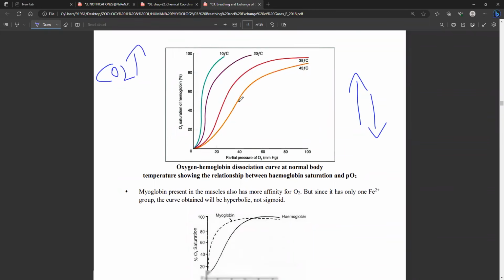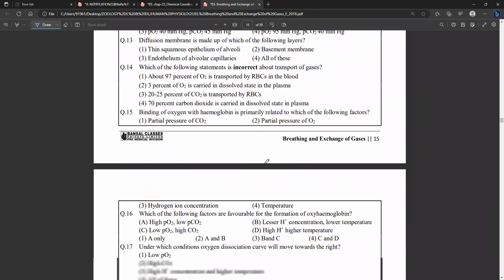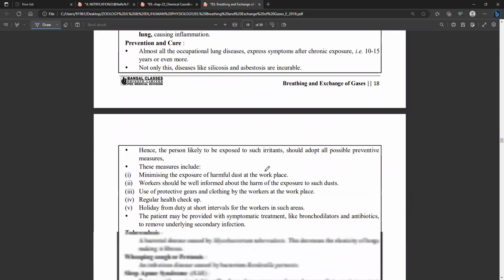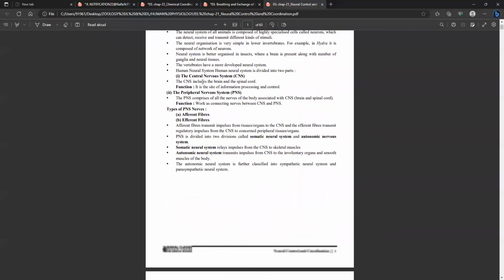When I'm explaining the lesson, obviously you will feel it is very easy. From there, you can expect the questions. And the last and final, what did I tell you, friends? Diseases. Diseases are also important. The respiratory system seems to be very easy, friends, but trust me, very logical types of questions can be asked from the respiratory system. Then the next one, neural control and coordination.